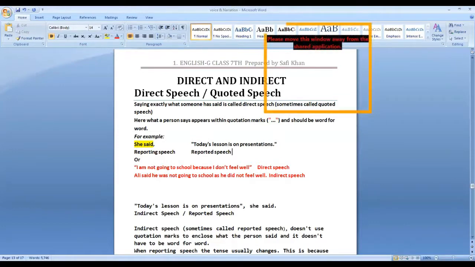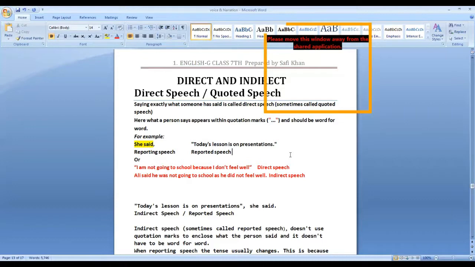The message does not change when we make some changes. If it changes, then it will be called interpretation, not indirect speech. How you interpret someone's message or saying is a different thing, not indirect speech. In indirect speech, we bring some changes in someone's message, but we do not change the message. Now let me give you a situation.